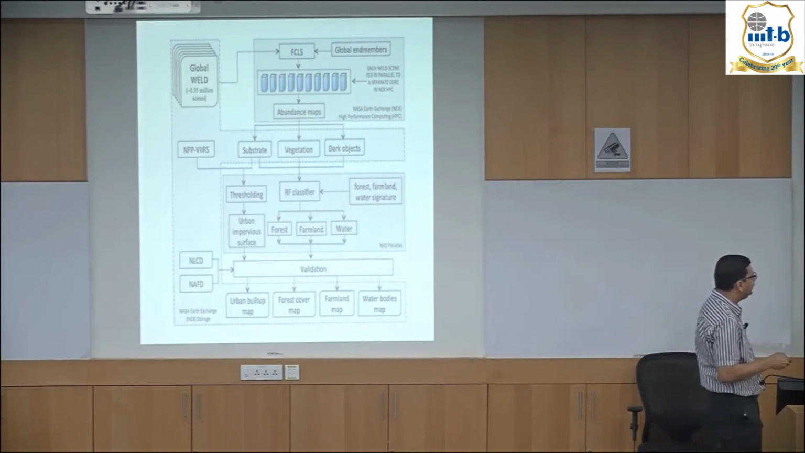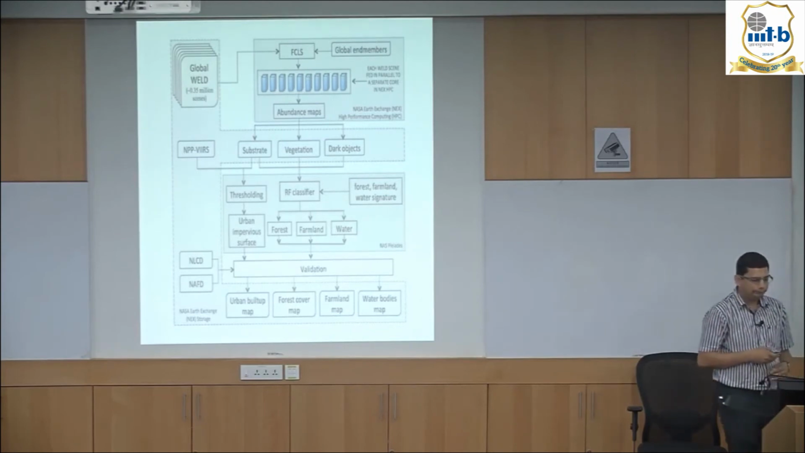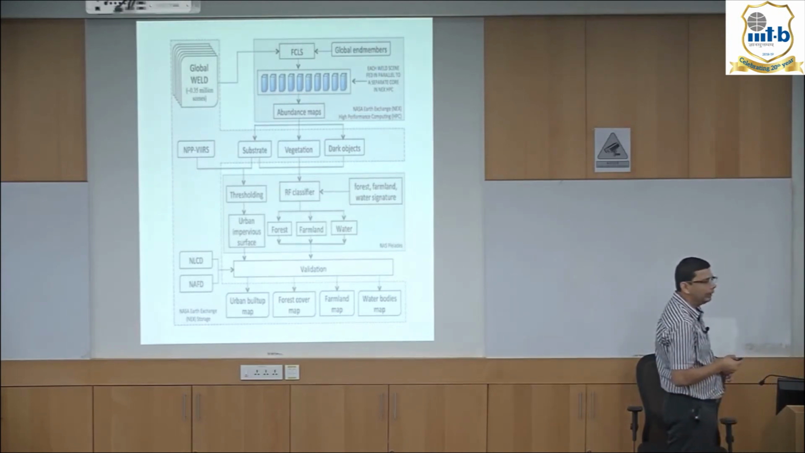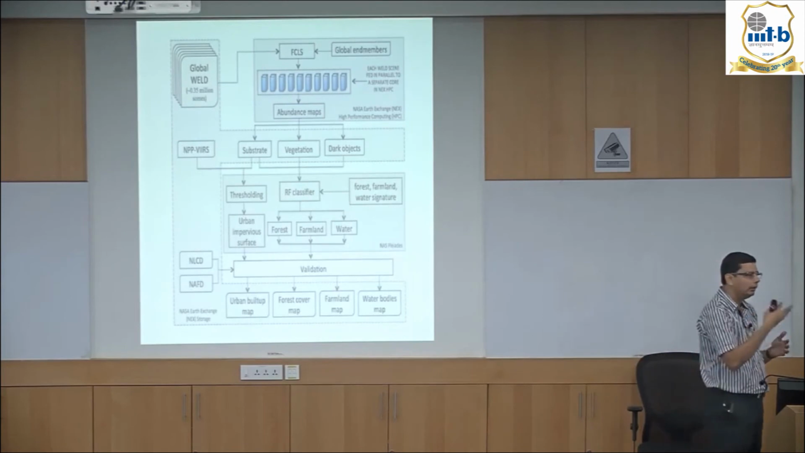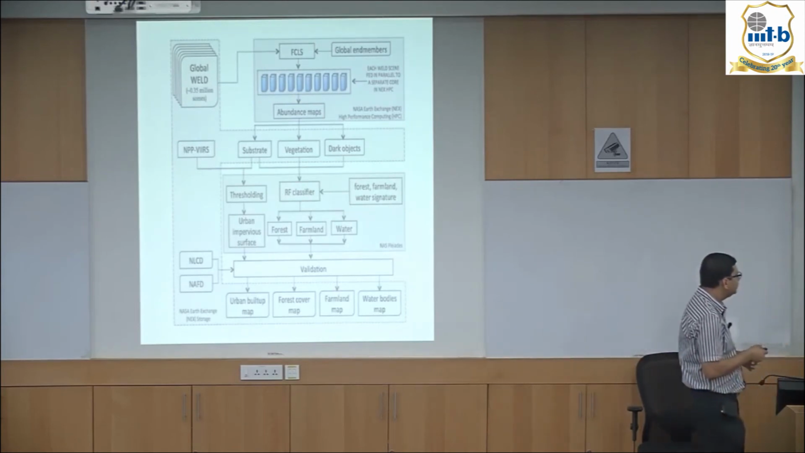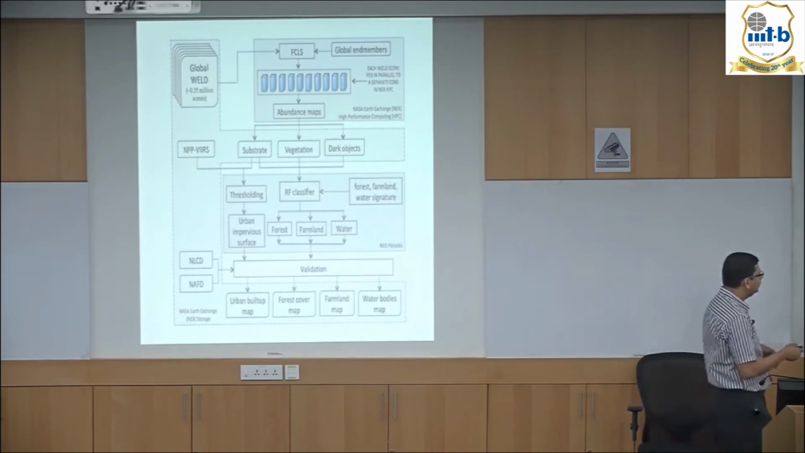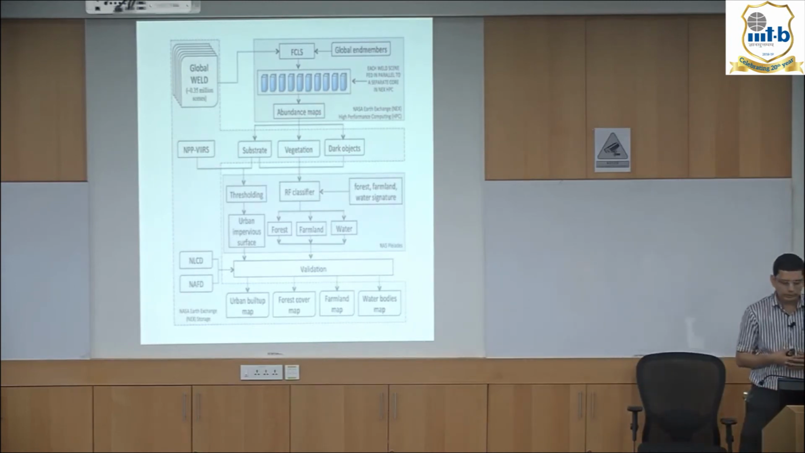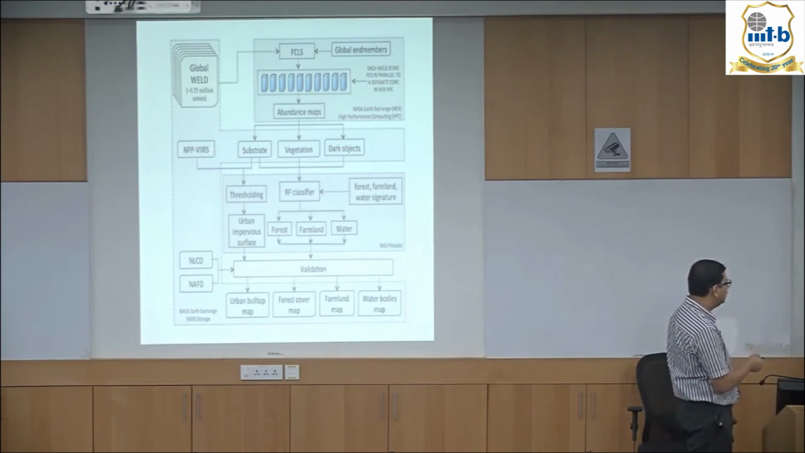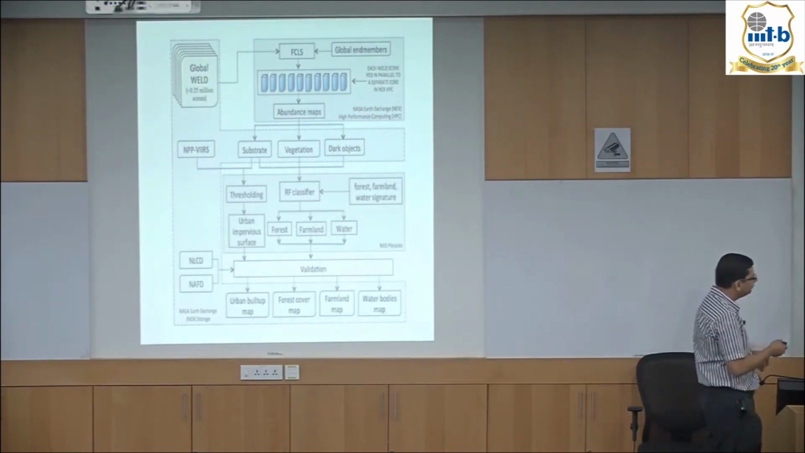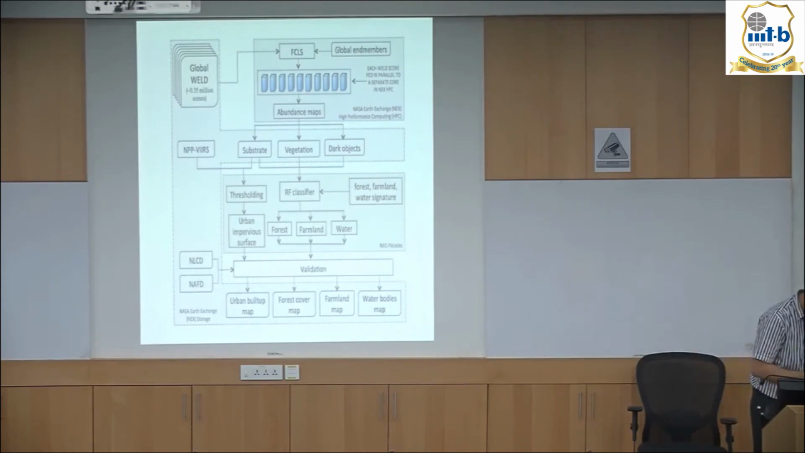And then this was validated by two standard data sets. One is the National Land Cover Database, which is periodically generated by USGS, and the other is NAFD, North American Forest Dynamics data set, which is again generated by NOAA. NOAA is an agency which is responsible for generating this kind of continental maps for every year. So this was done for 2011.